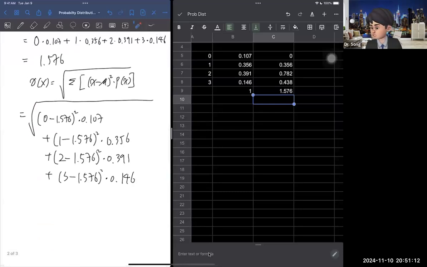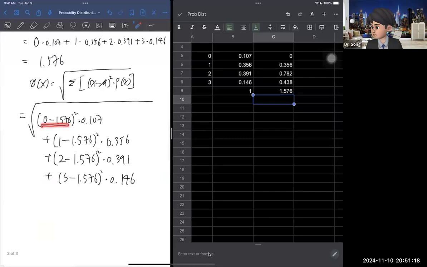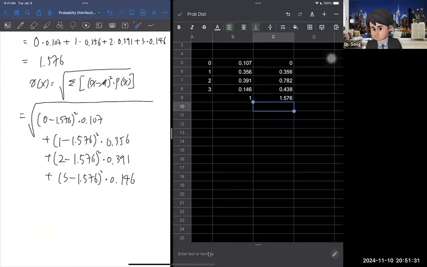But anyway, I want to emphasize: I didn't square the probability. The thing that I squared is x minus mean, okay? 0 minus 1.576, 1 minus 1.576, so on and so forth. And these terms I squared, okay? And it's a little bit annoying to calculate this one, but there's no shortcut.